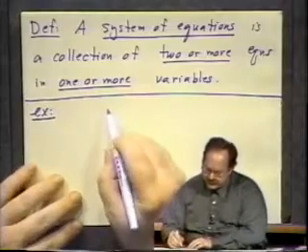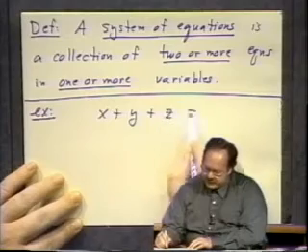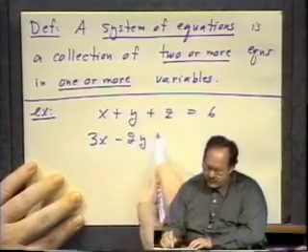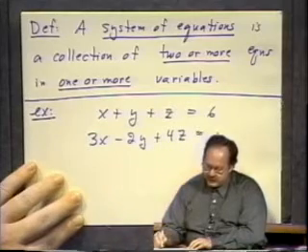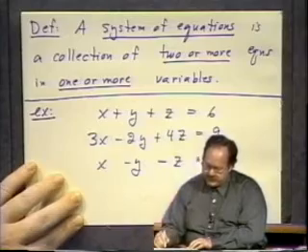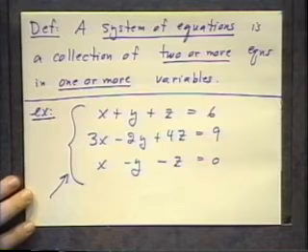We've got one. Here's a second one. x plus y plus z equals 6. 3x minus 2y plus 4z equals 9. x minus y minus z equals 0. Here's a larger system. Again, I'm using this bracket notation on the left to keep it all together.